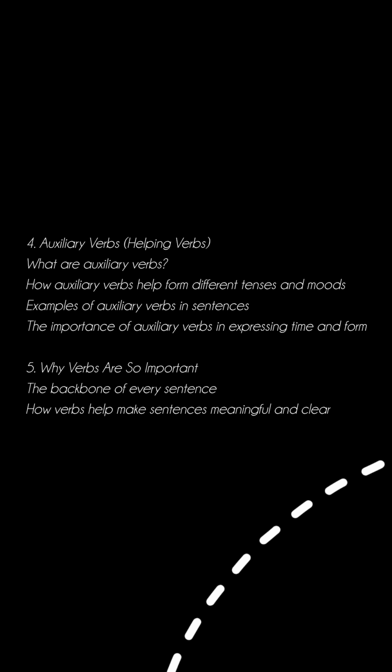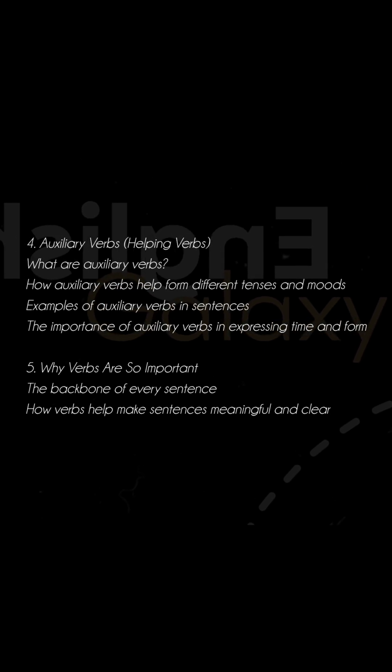Why are verbs so important? Now that we have covered three major types of verbs, let's take a step back and think about why verbs are so essential. Verbs are the backbone of every sentence. Without them, sentences wouldn't make sense. If I say, "She, the book," you immediately notice something is missing. We don't know what she is doing with the book. But if I add the verb reads, "She reads the book," the sentence becomes clear.